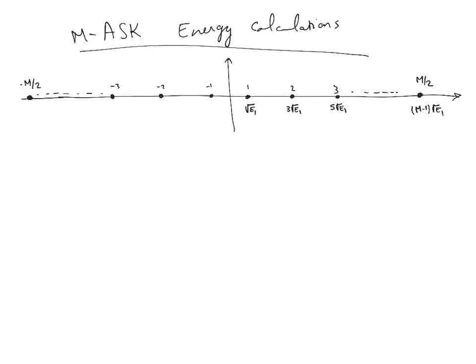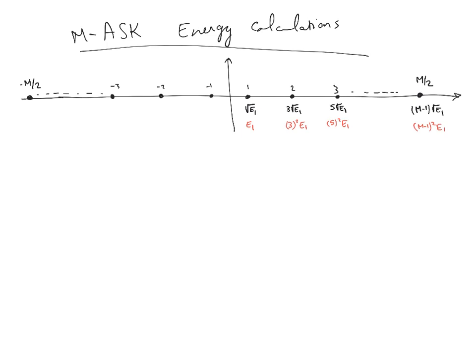Now these are the amplitudes. If you want to calculate energies, you simply square these values. So the energy contained in this one is going to be E1. The energy contained in this one is going to be 3 squared multiplied by E1. Here is going to be 5 squared multiplied by E1. Here it's going to be M minus 1 squared multiplied by E1, right? And the same thing from the negative sides, okay?